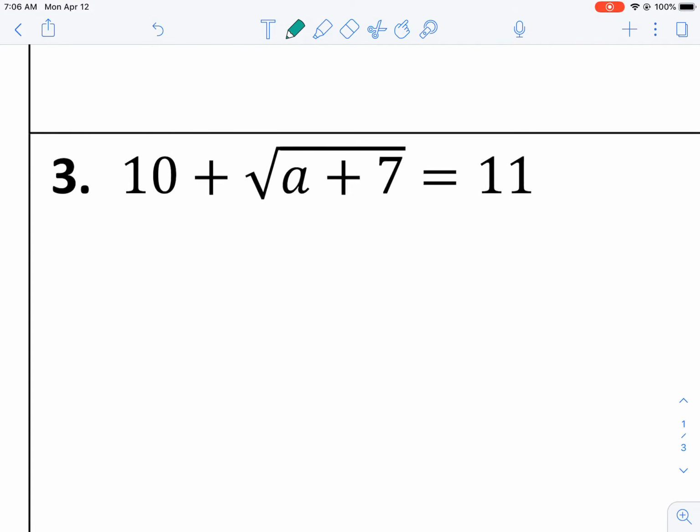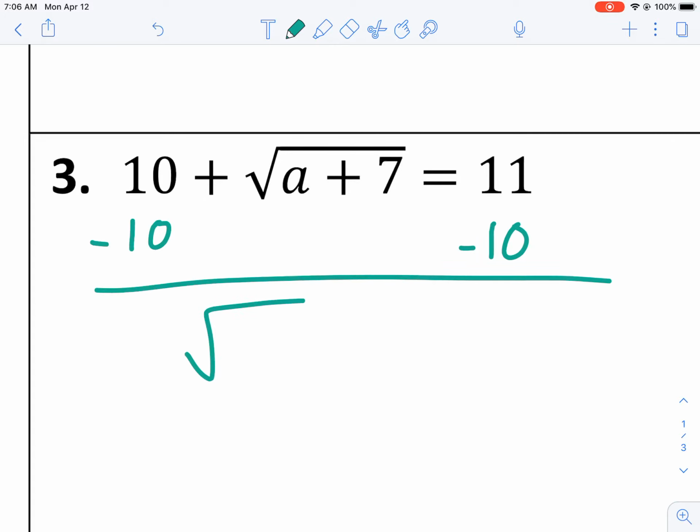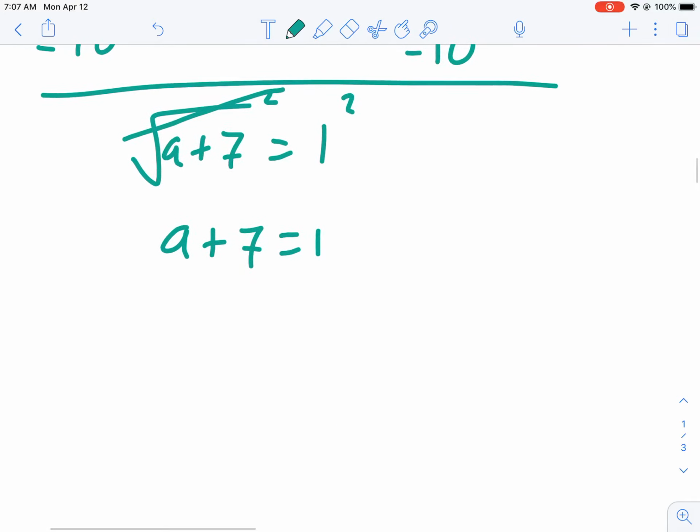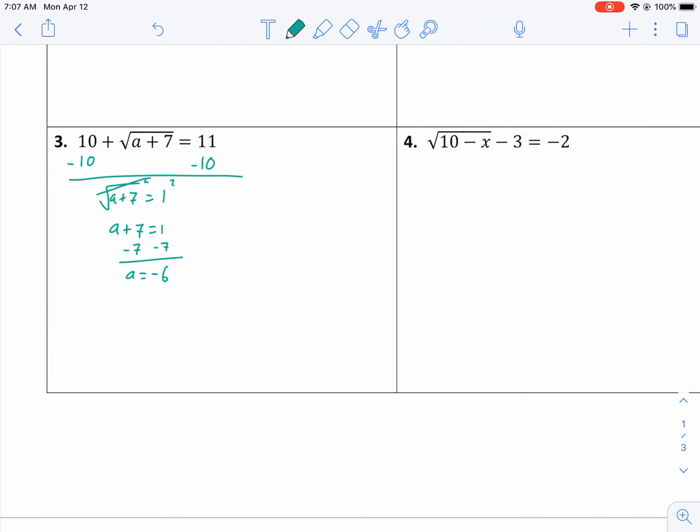Okay, so let's look here. We got one like this, right? So again, we want to get the radical part by itself, so we subtract 10 from both sides. That gives us the square root of a plus 7 equals 1. Now we square both sides. Now 1 squared is still 1. But this cancels out with the radical, right? And then you've got a plus 7 equals 1. Now you might have to solve another equation, like I said, a linear equation. So now, just subtract 7 from both sides, and we get a equals -6. So that's how you would do that problem.